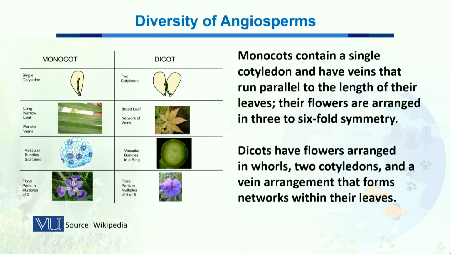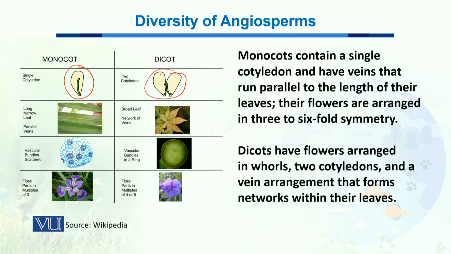Now, when we talk about the detail of the diversity of angiosperms, the difference between monocot and dicot is that out of the embryo of monocot, a single cotyledon comes out, as you can see here, while when we talk about the dicots, dicots have two cotyledons.